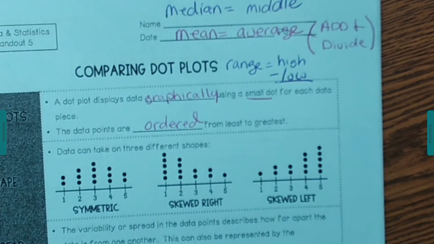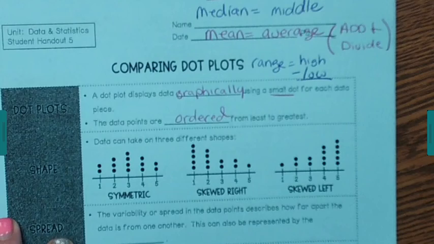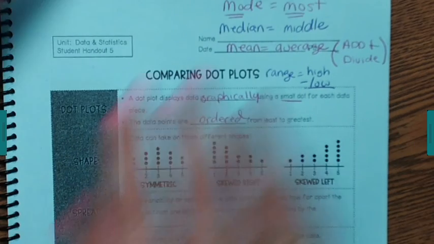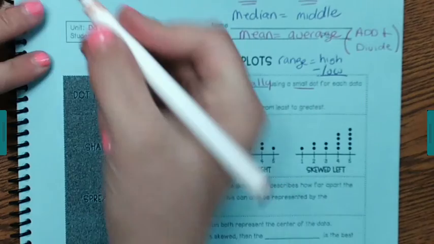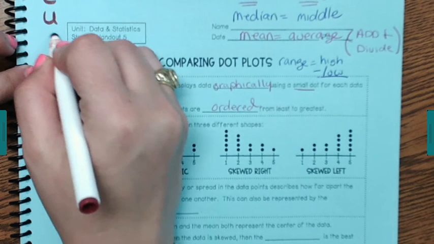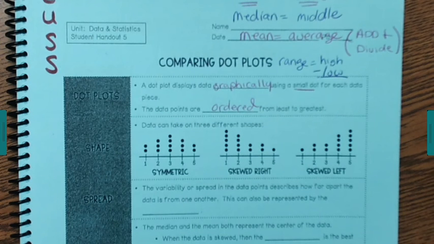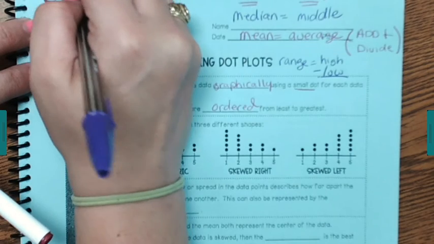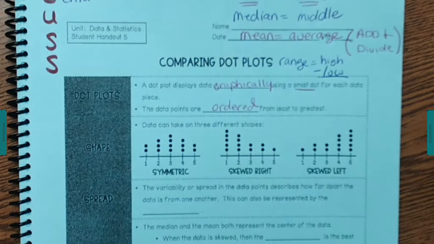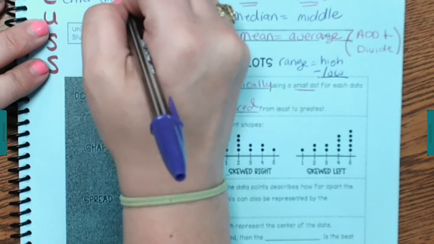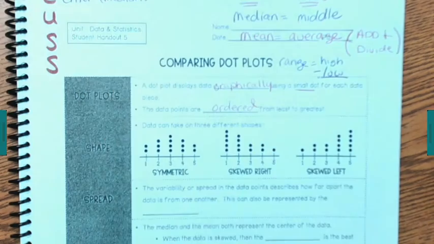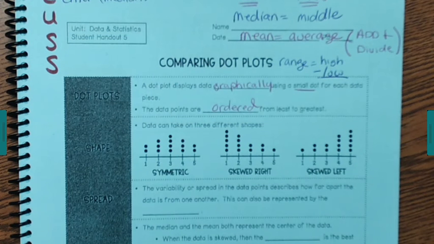So when we're looking at dot plots in 7th grade, again, you're comparing them. When we compare, I'm going to ask, did you CUSS? The first C means, did you check the center? What's another word for center? Middle. The middle, the median. The center is the middle. That's all it is. The C is for center. So sometimes they're going to ask you to compare the centers or the medians.